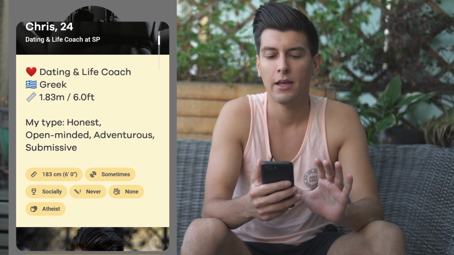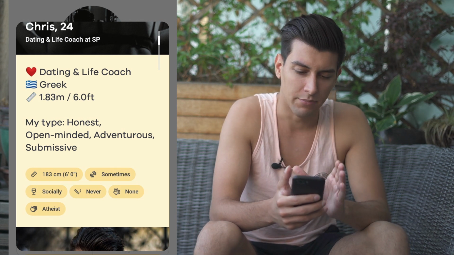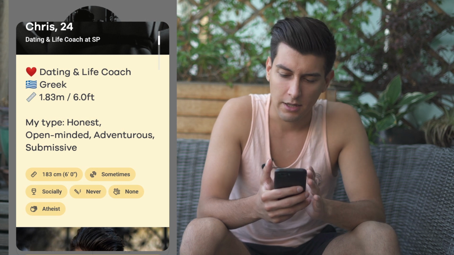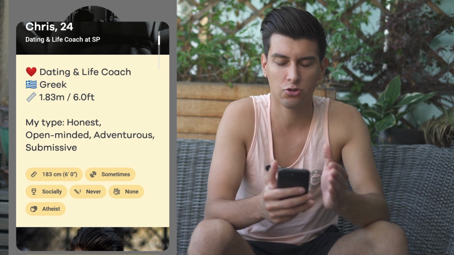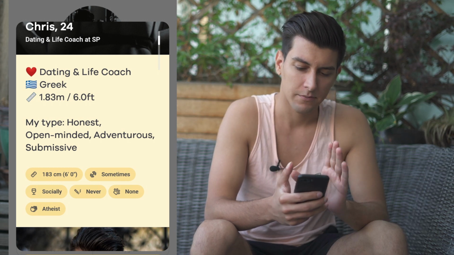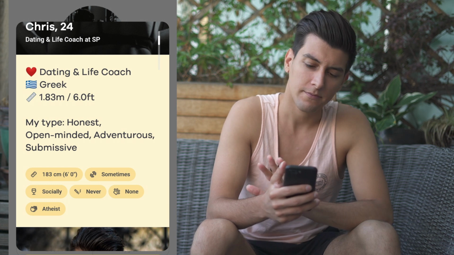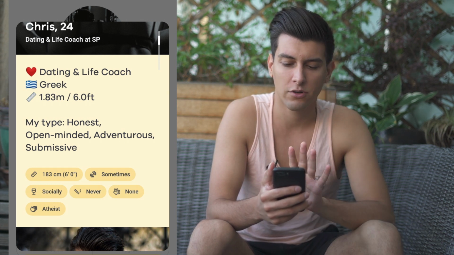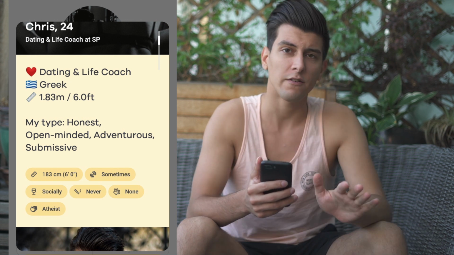And then I put 3 or 4 traits that I like in women. So my type: honest, open-minded, adventurous, and submissive. You could as well include physical traits. For example, I'm more into blondes, so I could include that as well, but I like to keep my profile as minimal as possible, so I just focused on the personality traits, and that communicates a little bit more depth, a little bit more maturity, than if I had just put physical traits.